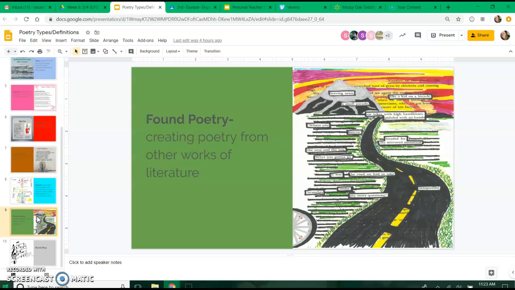Found poetry is probably one of my favorite types of poetry, just creating poetry from other works of literature. This was just a page out of a book, and this person boxed in the things they wanted to use. So you would read it as: leaving town like a kid on a bicycle, a small parade on a bike with high handlebars, pedaled with no hands. That's how you would read that. And then they did some illustrations with it.